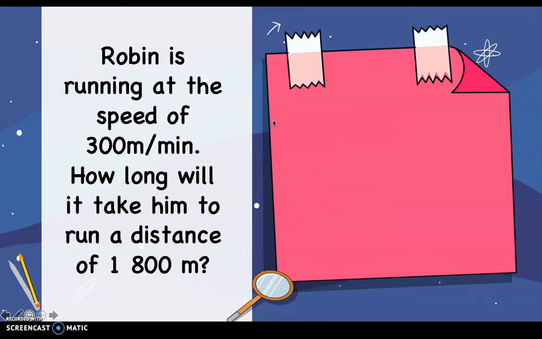Next, we have Robin is running at the speed of 300 meters per minute. How long will it take him to run a distance of 1,800 meters? So let's see the given.